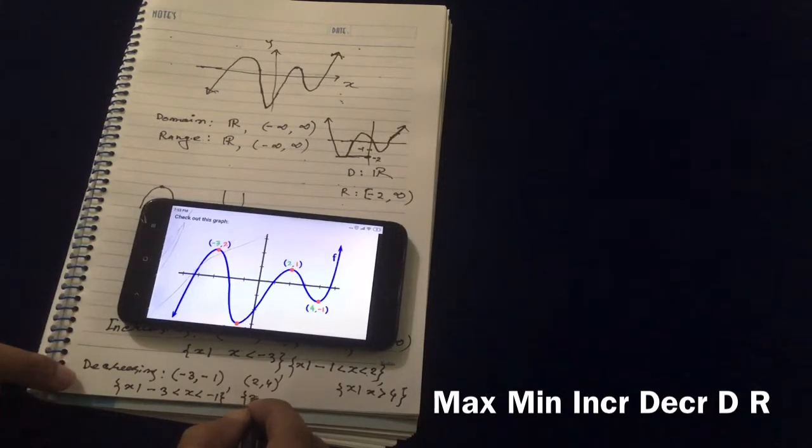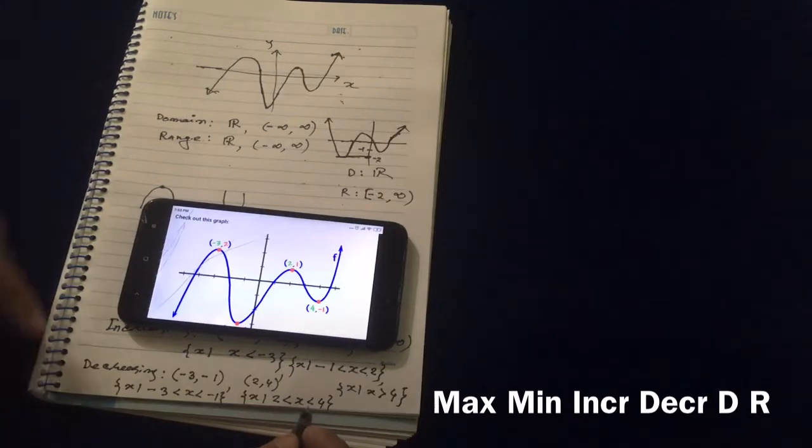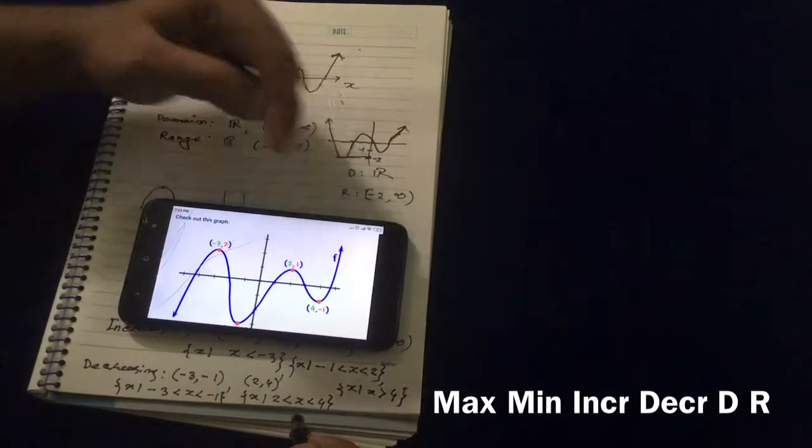Then x, from 2 is less than x is less than 4. That means from 2 to 4. From 2 to 4 it is decreasing.